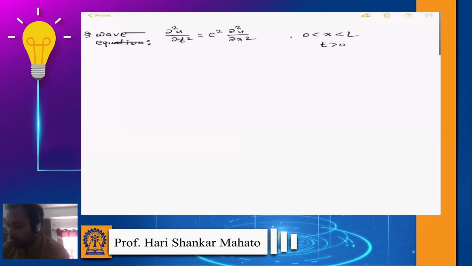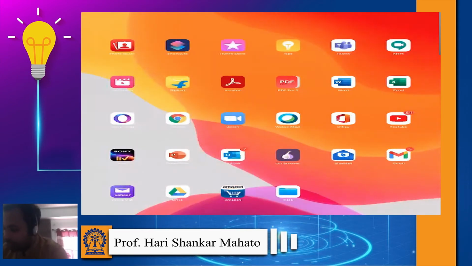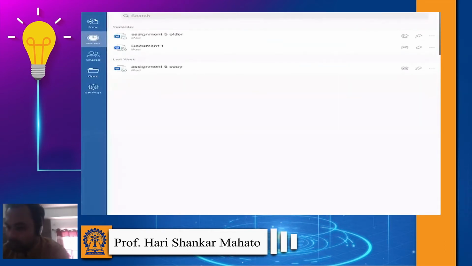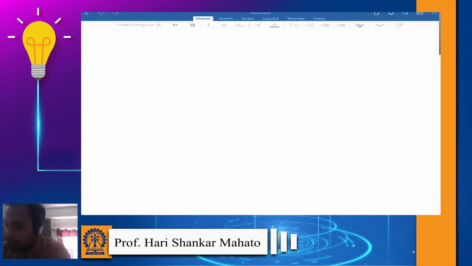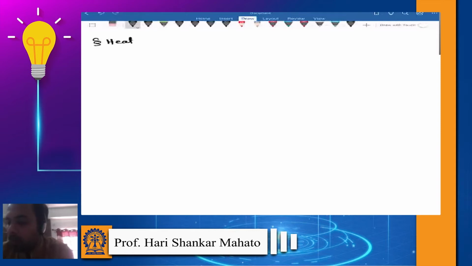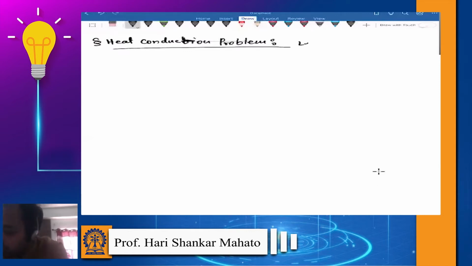All right. So now, let me start with the heat equation, or heat conduction problem. Sometimes we can also call it a heat conduction problem. All right. So to derive the heat conduction equation, first of all, let us consider a homogeneous isotropic solid.